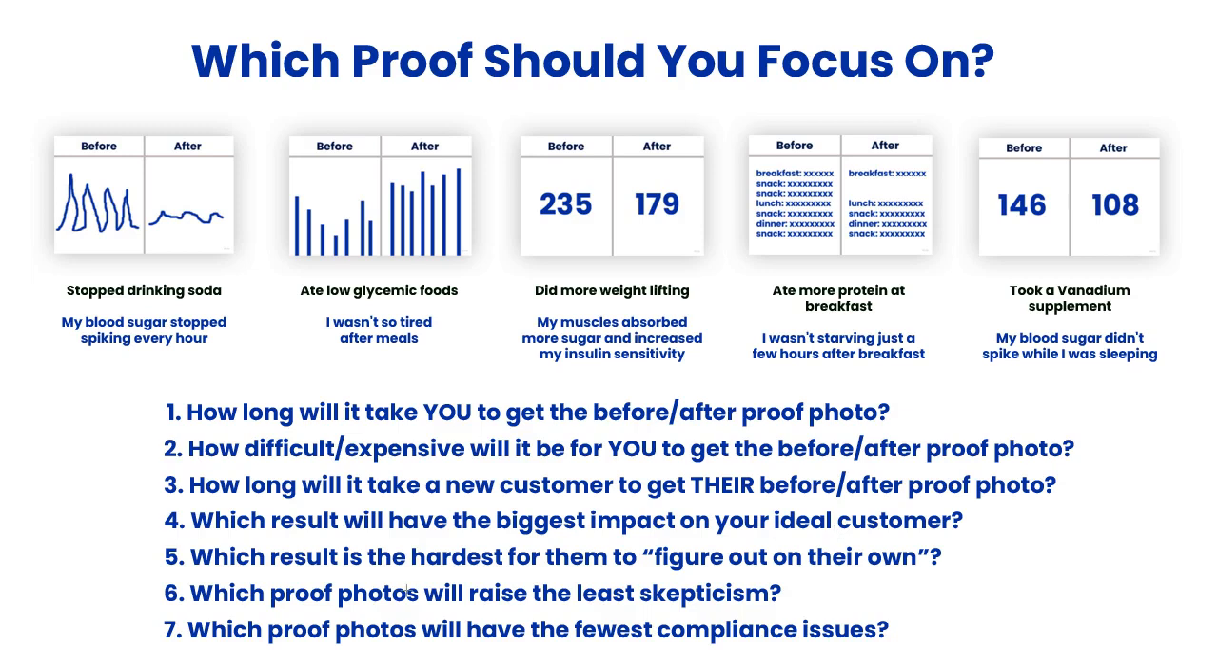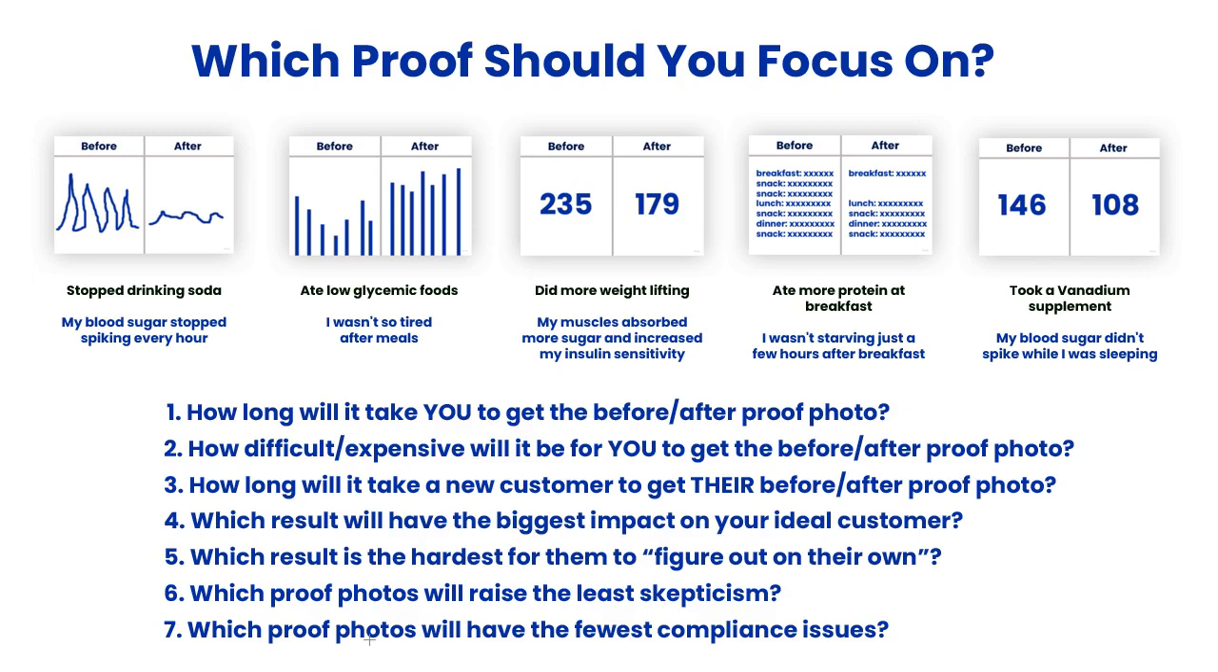Number 5, which result is the hardest for them to figure out on their own? Now, this is important, because some of these really wouldn't be that hard. They're common knowledge, and a lot of different internet pages would have information about this. So you would go through and score your proof images for which would be the hardest for them to figure out on their own, meaning they wouldn't need your product at all. They could just go and figure it out and do it themselves without paying you.